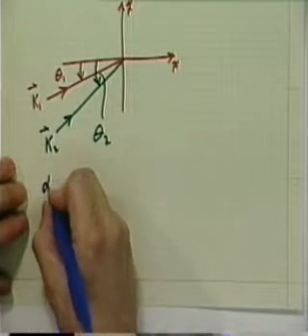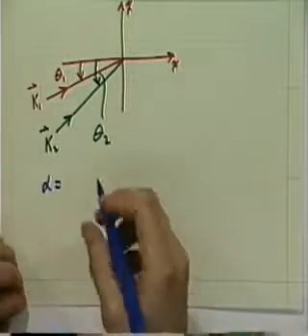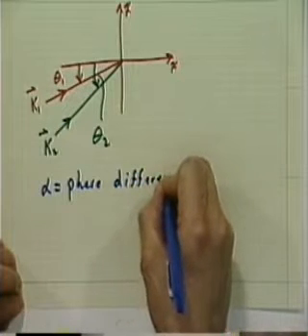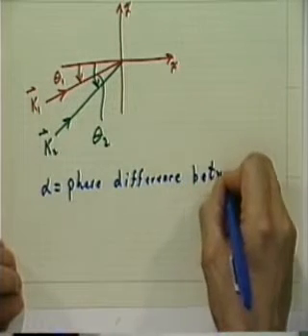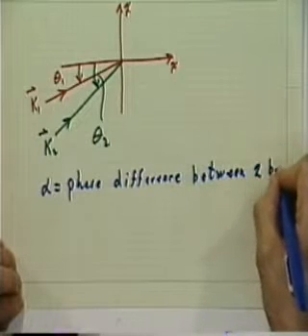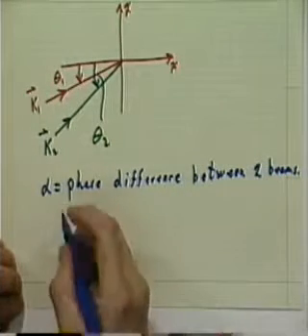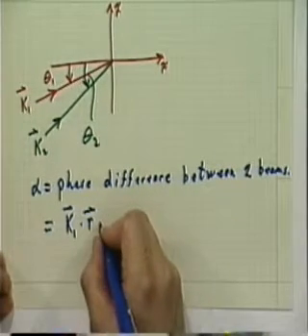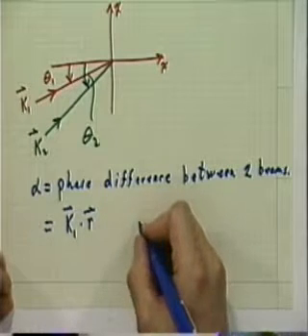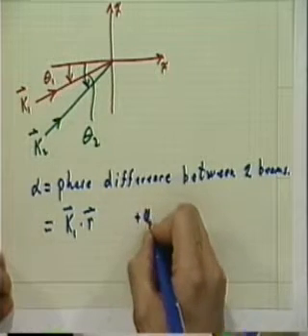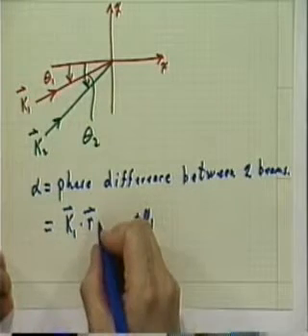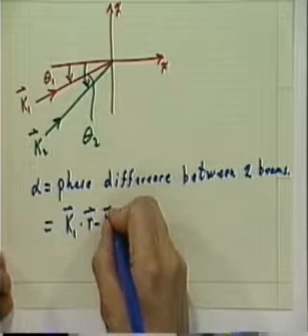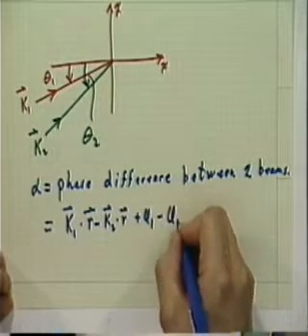So alpha is simply the phase difference between two beams. And so alpha here is k1 dot r. And so one beam was k1 dot r plus phi 1, excuse me. The other one then is k2 dot r, so we have k1 dot r minus k2 dot r minus phi 2.